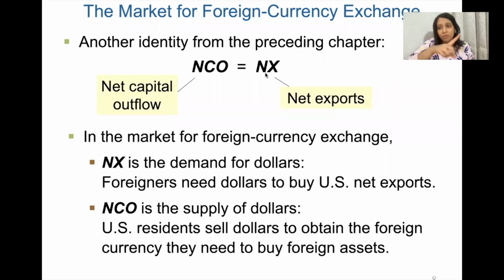So from the last video, you understood that NCO and NX are equitable identities and how NX is the demand for dollars and NCO is the supply of dollars. Because if you want to export more, you need to procure dollars from the market, so that's the demand for dollars. And NCO is a supply because if you want to purchase foreign assets, you have to sell dollars to obtain that asset, and therefore NCO is the supply of dollars in the foreign exchange market.